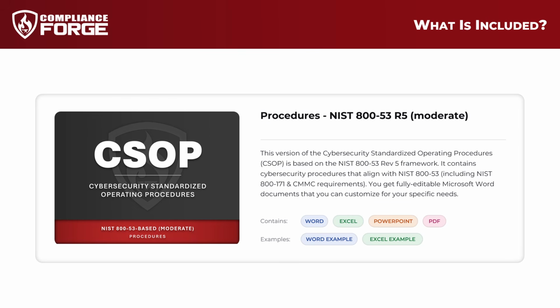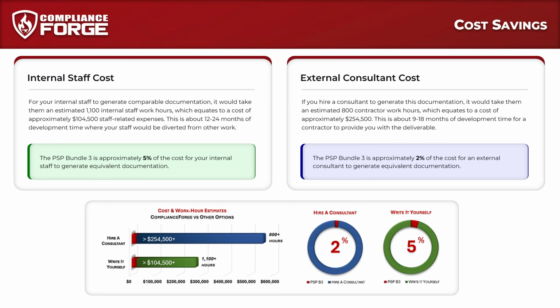The second is the Matching Procedures. This version of the Cybersecurity Standardized Operating Procedures contains the cybersecurity procedures that align with NIST 853 as fully editable Microsoft Word documents. Now compare that against the 2 alternatives for obtaining quality cybersecurity documentation. For your internal staff to generate comparable documentation, it would take them an estimated 1,100 internal staff work hours, which equates to a cost of approximately $104,500 in staff-related expenses.